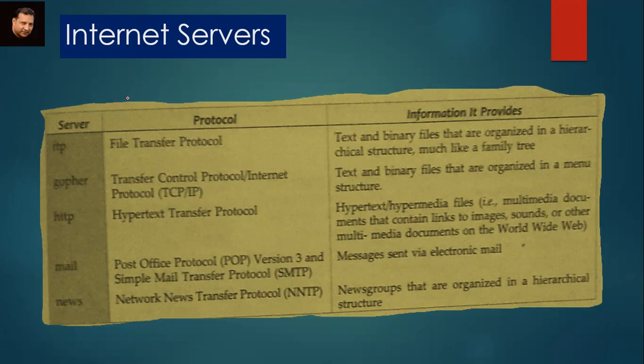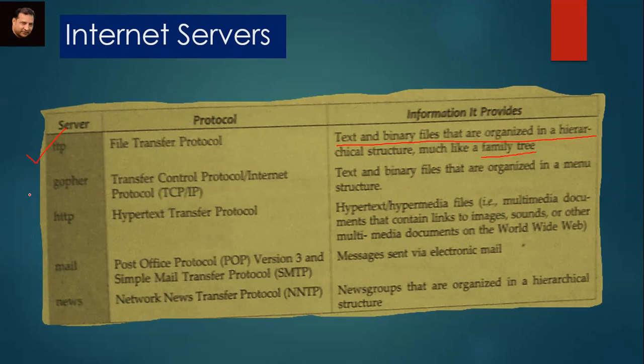Now there are different types of internet servers. Let us see them one by one. It is also taken from your book. First is FTP server, full form file transfer protocol. This part is very important. It always comes in the exam, keep this in mind. So you have to learn all these. What is the work of FTP? It provides information about text and binary files that are organized in a hierarchical structure, much like a family tree.